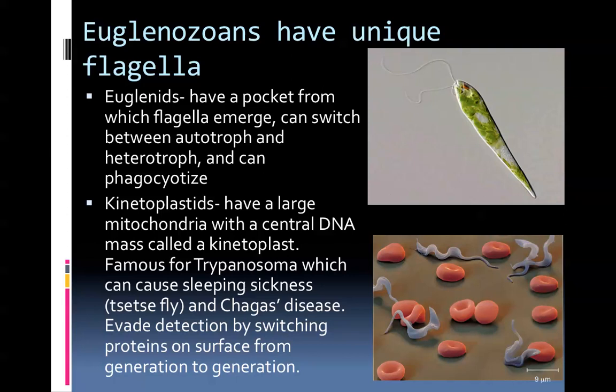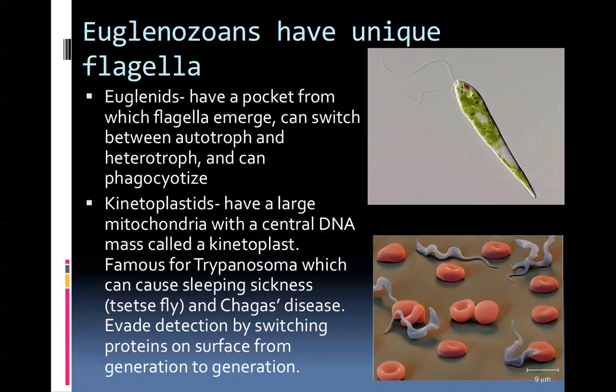Another group of euglenozoans are the kinetoplastids, and these are interesting because they have a large mitochondrion with a central DNA mass called a kinetoplast. So, if we're remembering back to the endosymbiotic theory, when mitochondria come into the cells, maybe this is a mitochondrion that retains more of its DNA in this group of organisms compared to other ones. And so that's what makes it interesting.